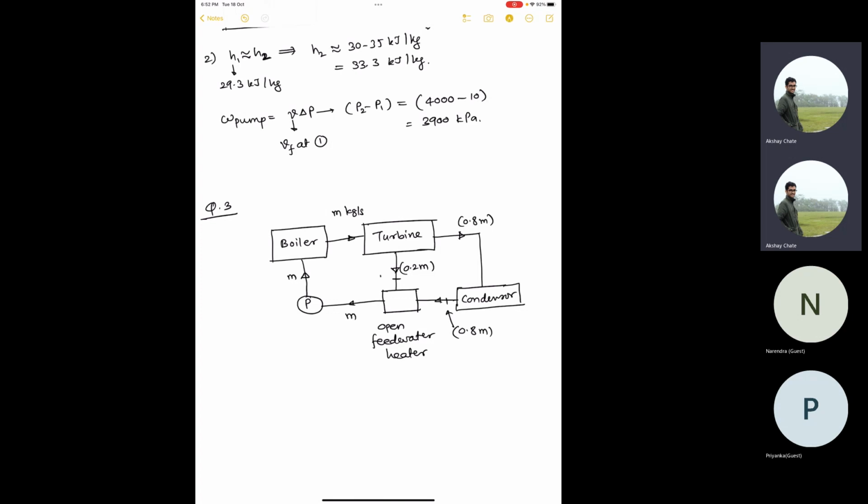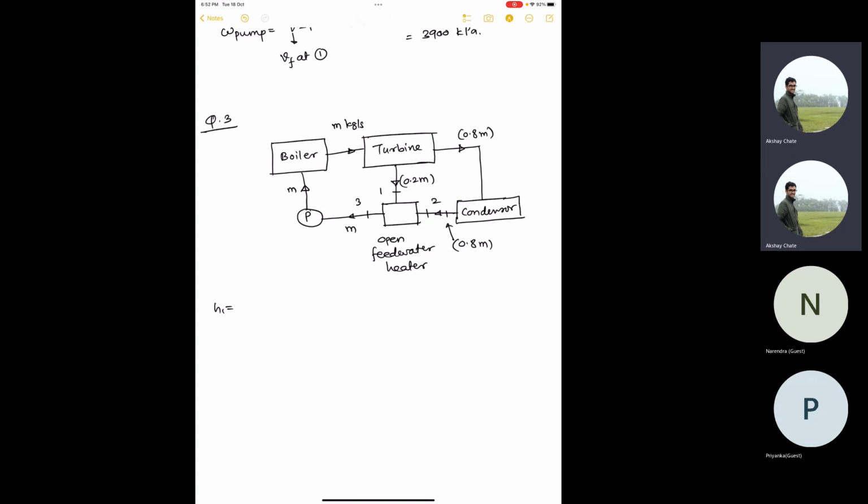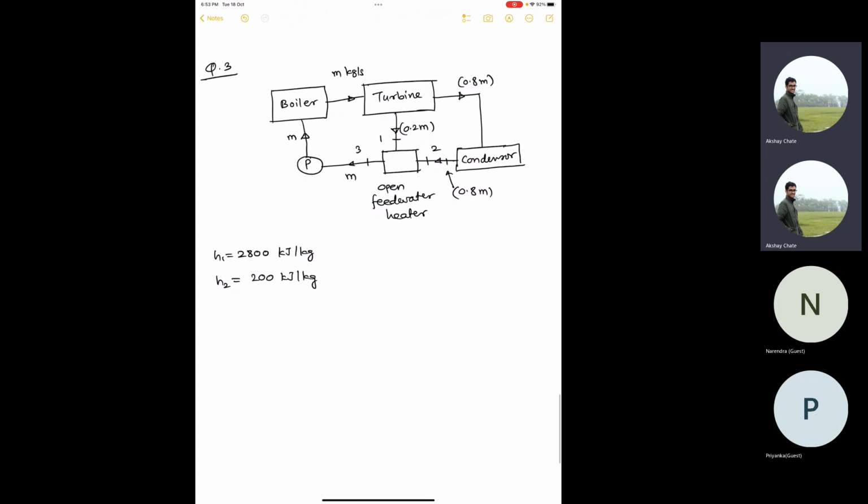Now in this question, let me do the numbering also. This was 1, this was 2, this was 3, and H1 and H2 were given to you. H1 is 2800 kilojoule per kg, H2 is 200 kilojoule per kg. You could solve the whole thing, calculate efficiency, work done, heat supplied, etc. But the only thing that was asked is, what is H3?